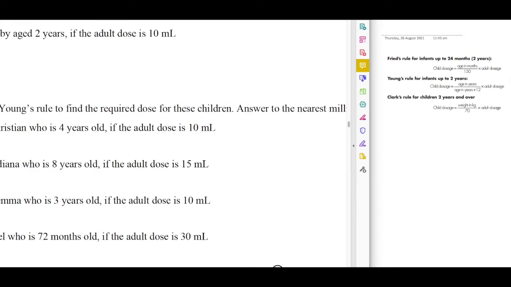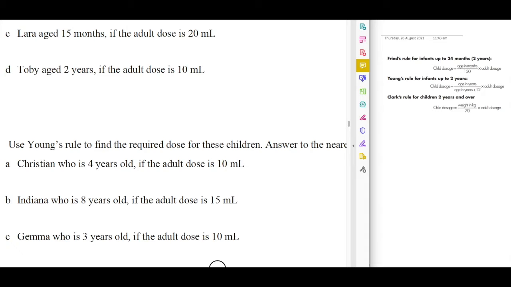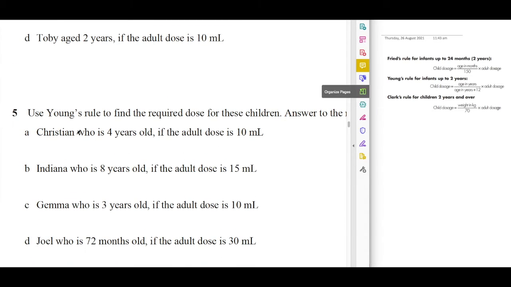What does the next question say? Nearest milliliter. Okay, the question says use Young's rule to find the required dose. Young's rule is you need age in years over age in years plus 12, times the adult dosage. Christian is 4 years old, so age in years is 4. So 4 over 4 plus 12 times the adult dosage, which is 10 mils. So times by 10. What does this give you? 4 on 16, which is a quarter, times 10, 2.5 mils.